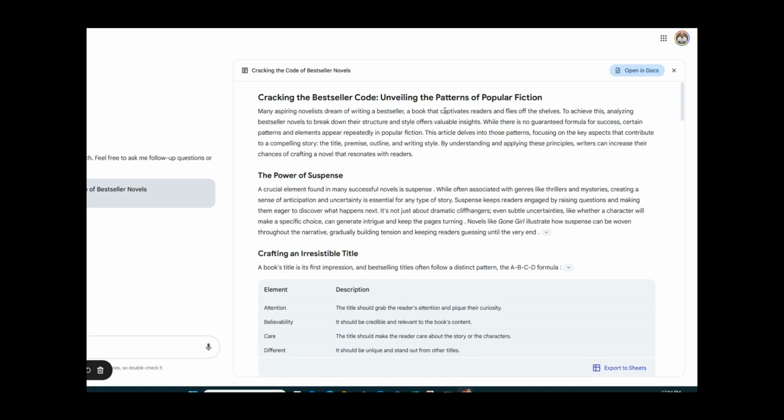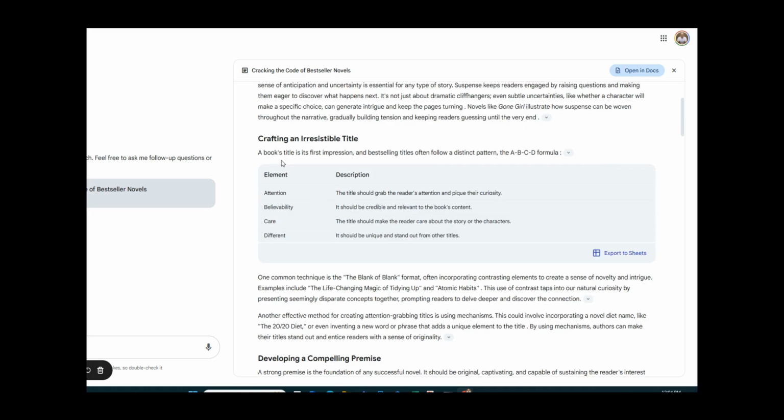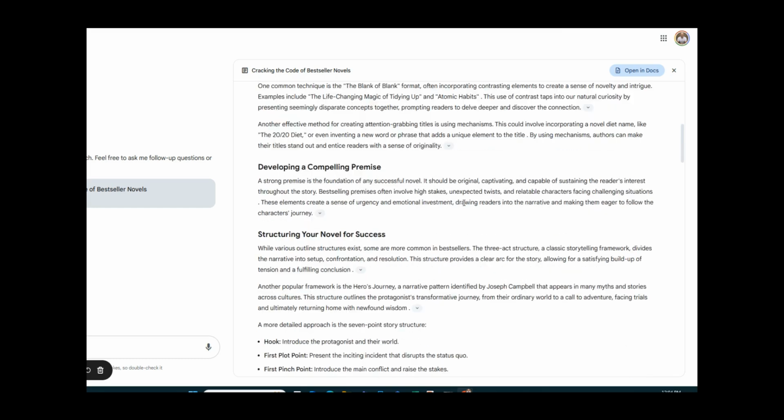We got back interesting information, like the power of suspense being one of those 20% of elements that make 80% of a difference in a compelling story. I agree. Crafting an irresistible title, you're using this ABCD formula. It's interesting. A stands for attention. The title should grab attention. B is for believability. C is for care. And D is for different. So that's a great model, I think, particularly for nonfiction books. But right here, we're mostly interested in novels.